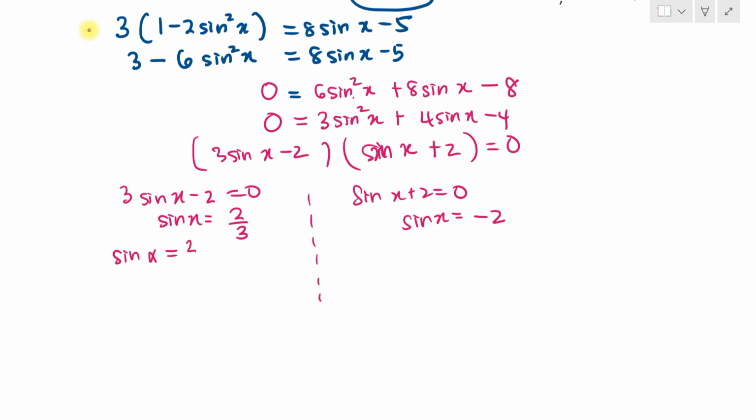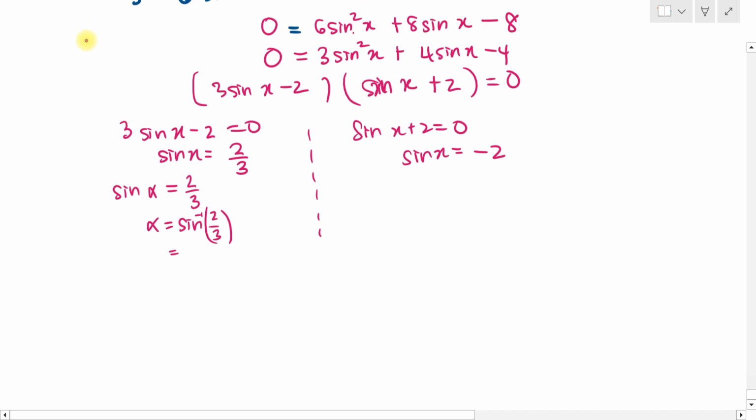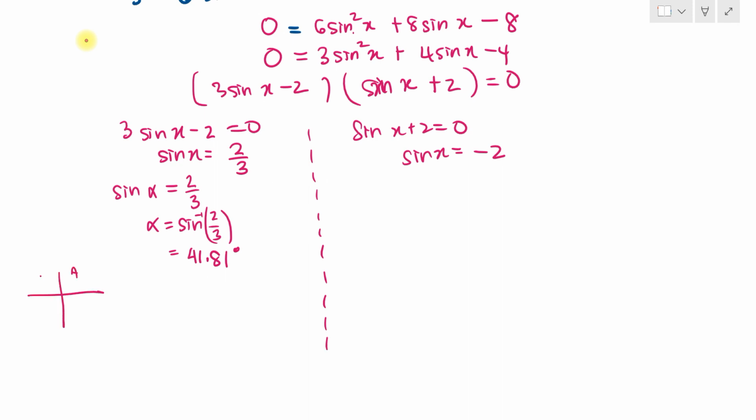Sine alpha is equal to 2 over 3, so alpha equals shift sine 2 over 3. So you should be getting 41.81 degrees. And then determine the quadrant. Add sugar to coffee. Your sign should be positive. Look at the original equation, don't look at the alpha. So first one, sign positive.